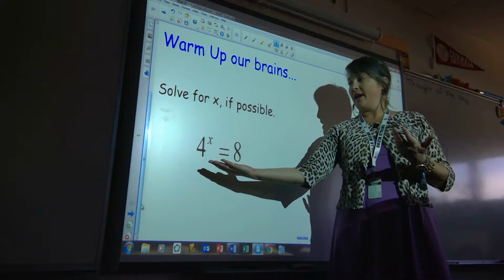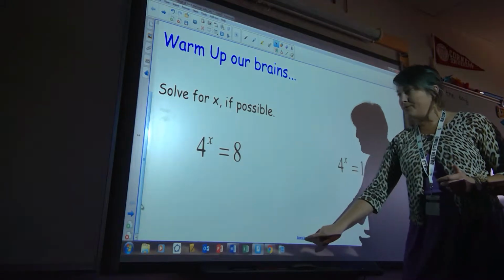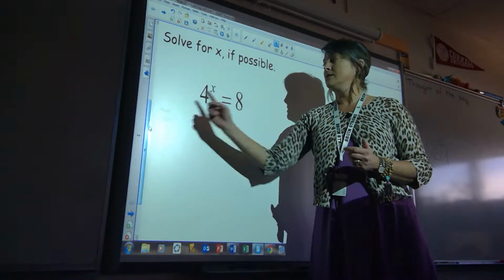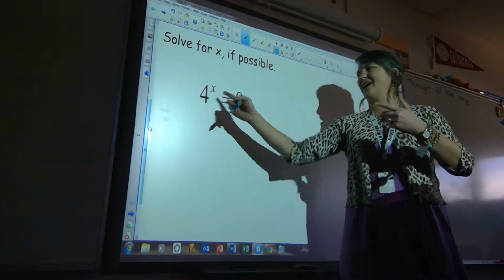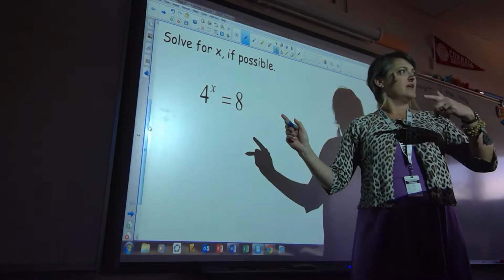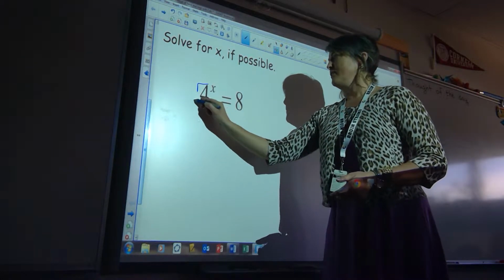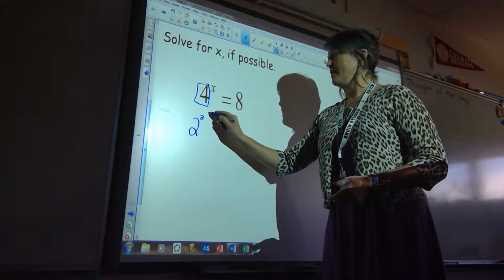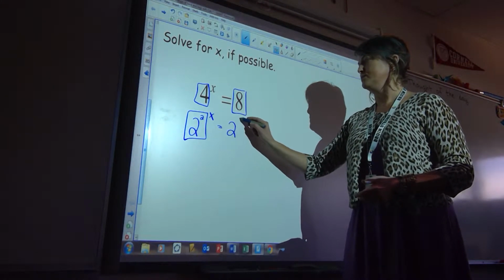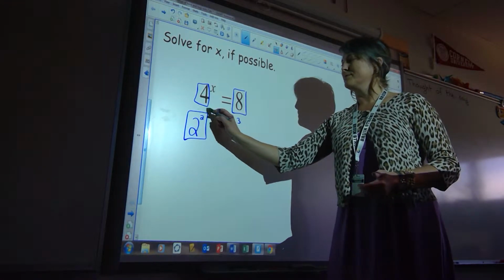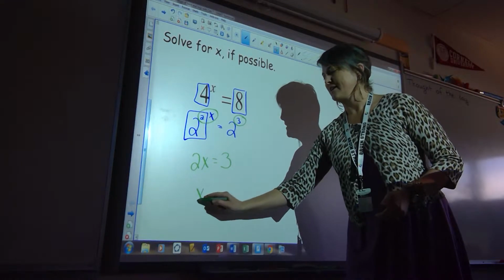If we had a problem like this, and you could very well get a problem like this on today's quiz, we should be able to evaluate and solve for x without a calculator, right? Because I can't square a 4 and make it an 8, but can't I rewrite both of these as a base 2? So if I rewrote this as 2 squared to the power of x, and then I rewrote this as 2 cubed, I could then use my exponent properties, and I could say that 2x equals 3, and so x is 3/2.